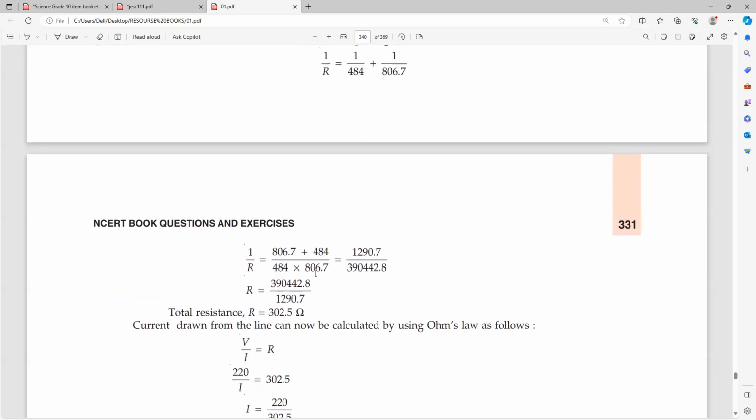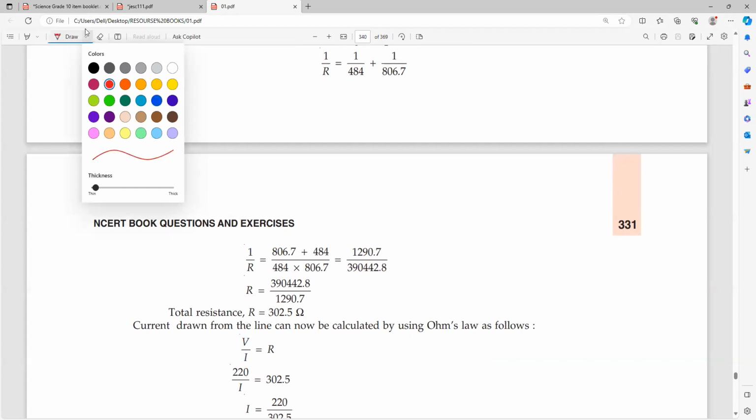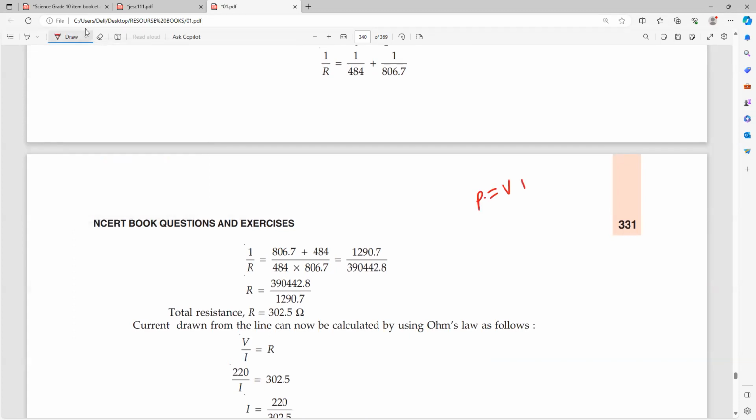So instead of that, directly we can do one thing. What is that, everybody? Individual current we can find. What is that? P is equal to VI. I'll write P1 is equal to V1 into I1.